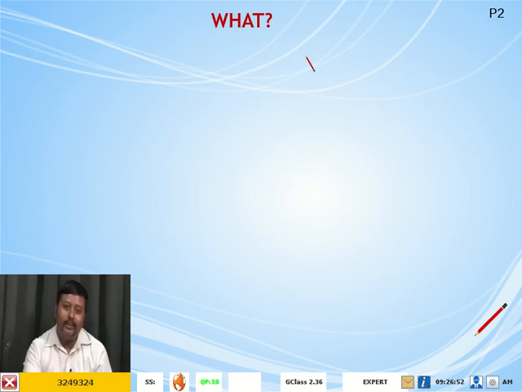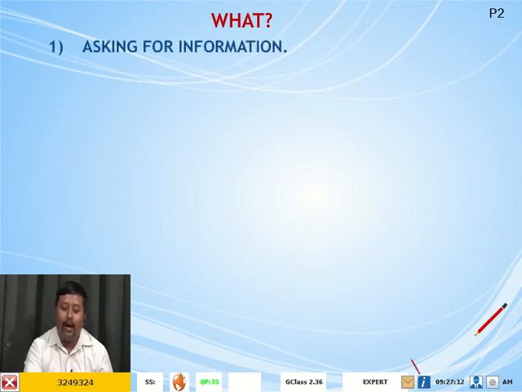What was our first word? What. So where can we use what? When we need to ask for information. What is your age? I'm seeking information, right? So we use what to ask for information.